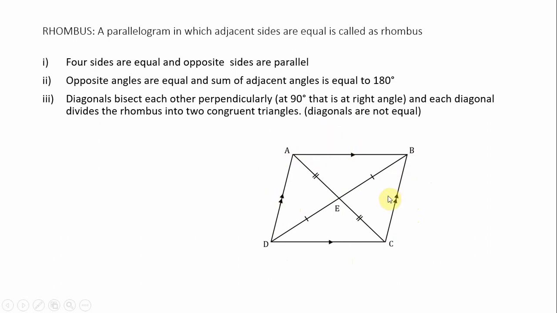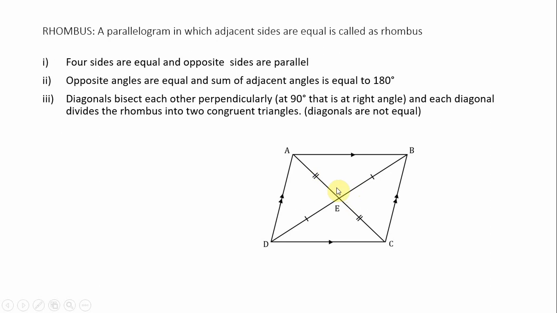So this is about the sides. Now opposite angles are equal. Angle B is equal to angle D, angle A is equal to angle C. So opposite angles are equal and the sum of adjacent angles is equal to 180 degrees. Angle A plus angle D is 180 degrees, angle D plus angle C is 180 degrees, angle C plus angle B is 180 degrees, and so on. Now diagonals bisect each other perpendicularly, meaning they are perpendicular bisectors at 90 degrees, and each diagonal divides the rhombus into two congruent triangles.